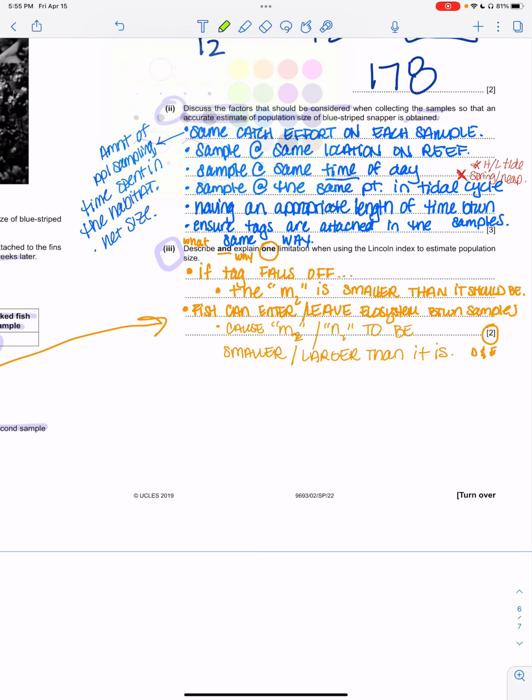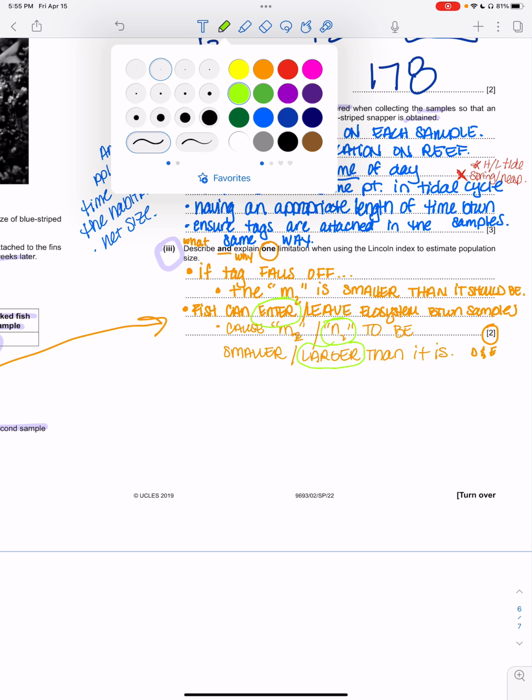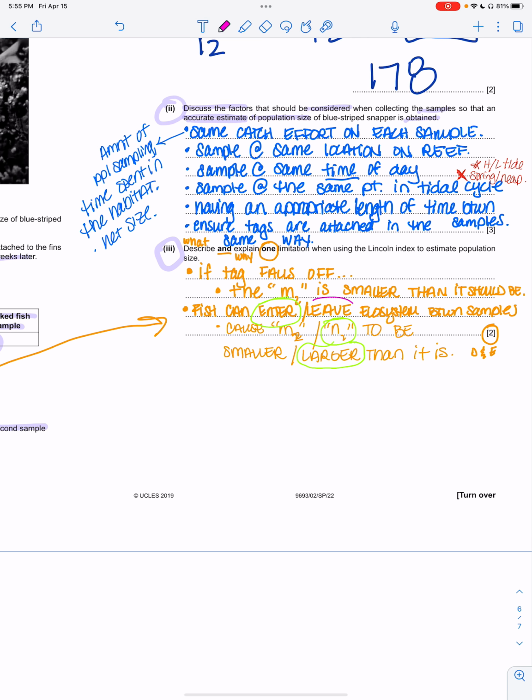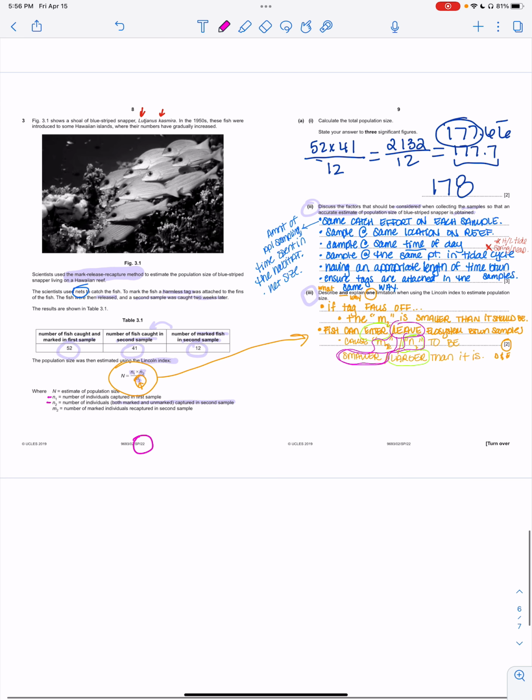If you have a lot of them entering in between your samples, well, then your N2 is actually going to be larger than it is. Likewise, if you have a lot of them leaving, then your N2 will be smaller than it should be. And it will also cause the marked sample to look like it's smaller because they left. There's more.